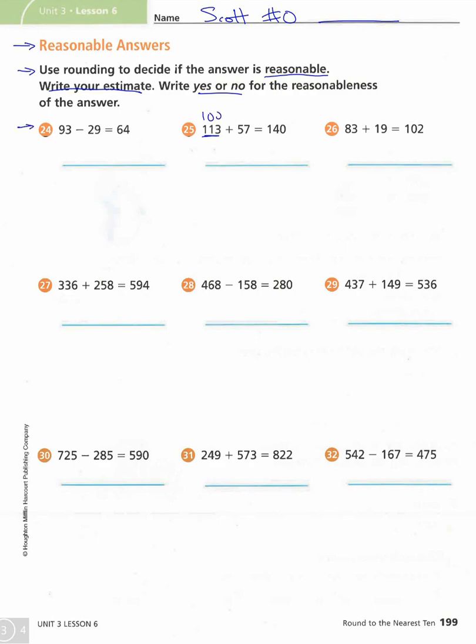So 93, that becomes 90. 29 becomes 30, right? We round up on that. And then if you did that, what's 9 take away 3? Well, it's 60, right? And then you can look at, well, is that pretty close to 64? Yeah, it is. So that's my estimate, right? 60 is my estimate. And then I'm going to say, yes, that's a pretty reasonable answer.